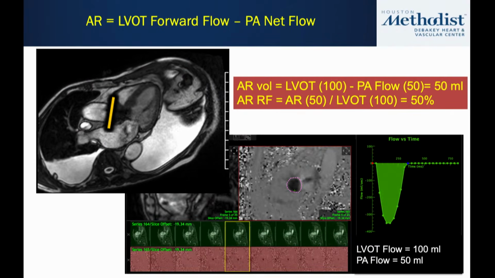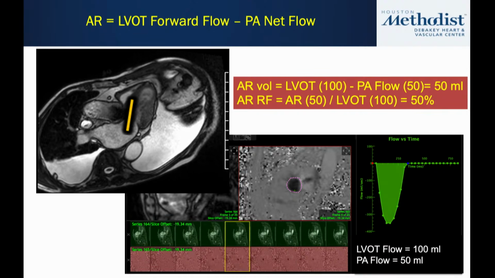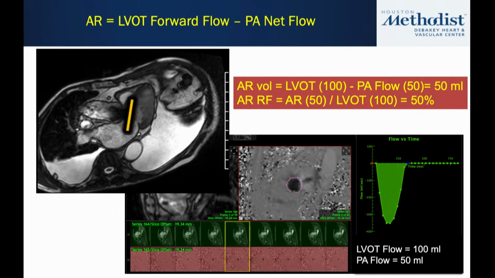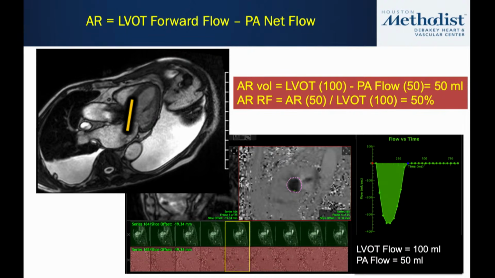But really the method that I prefer to use for these cases is actually to measure the forward flow proximal to the valve, so basically measured in the left ventricular outflow tract. That tells you the total flow coming across this LVOT. You can compare that to the flow coming across the pulmonary artery, and then the excess flow that you have in the LVOT compared to the pulmonary artery or the systemic flow would represent your aortic regurgitation, which in this case measured out to be about 50 milliliters.